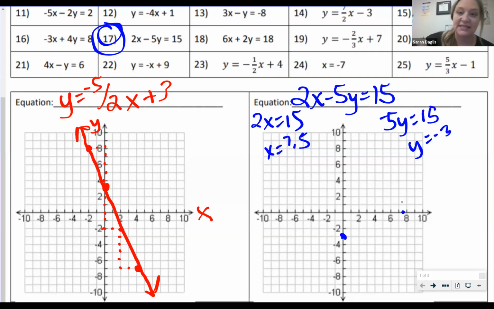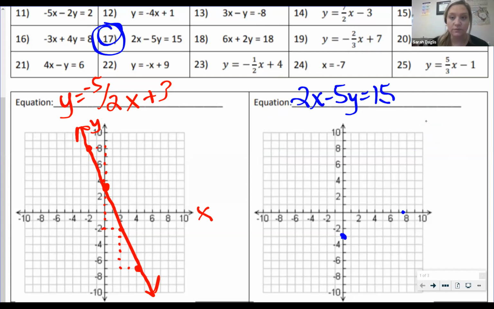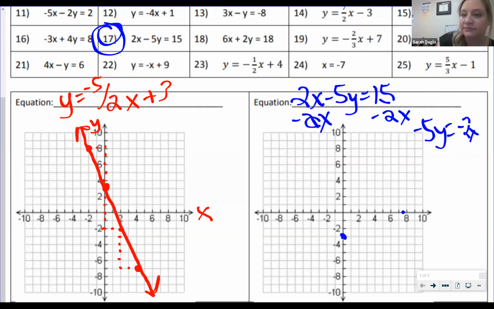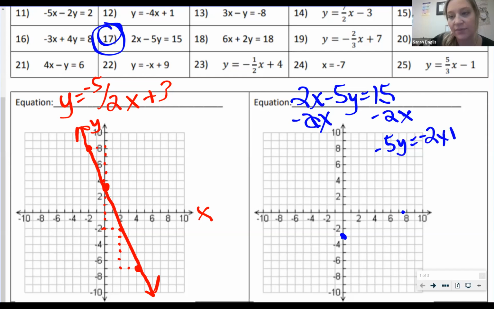And then the other strategy, like I said before, was to make the whole thing equal to y. So I see a 2x on the side. I am going to subtract my 2x over. And that gives me negative 5y equals negative 2x. I'm running out of room. I can tell I haven't done this in a while. Okay, let's try again. You probably have more room on your paper than I do. Okay, we have negative 5y equals negative 2x, plus 15.